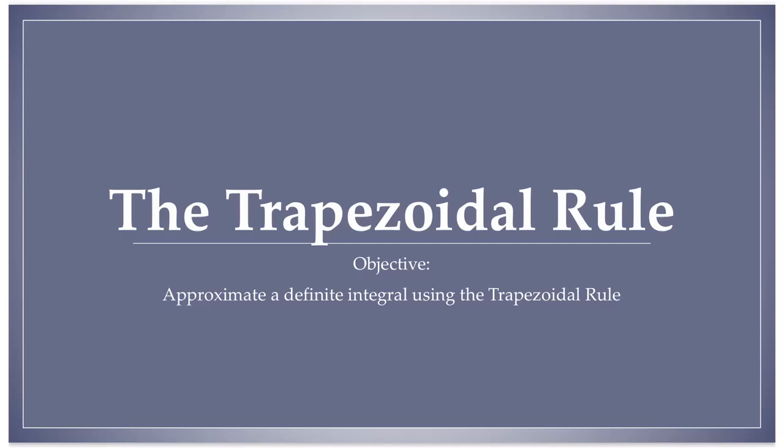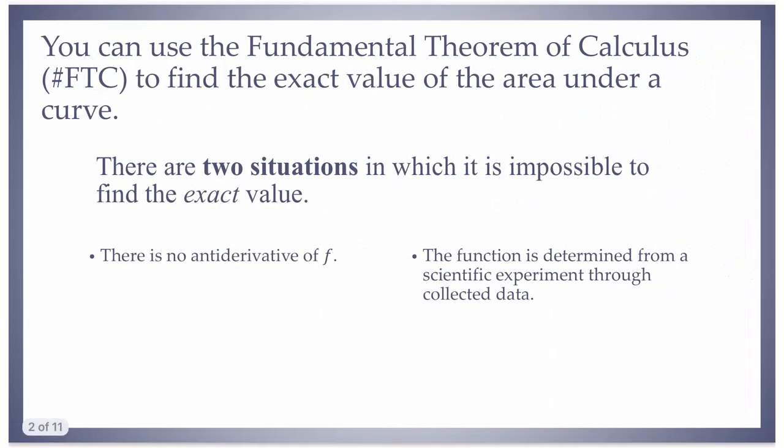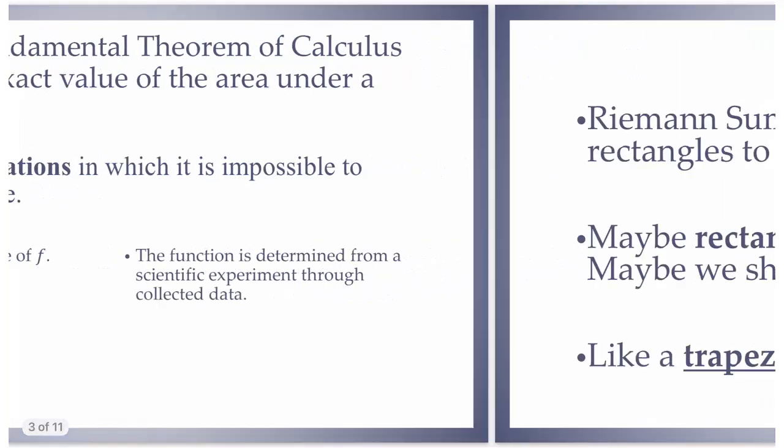Okay, the trapezoidal rule. So we're going to approximate a definite integral using the trapezoidal rule. You can use the fundamental theorem of calculus, FTC, to find the exact value of the area under a curve. But there are a couple of situations where it's impossible to find the exact value. One of them is if your function does not have an antiderivative, and the other is if your function is determined through experiment with collected data. In which case you need to find another way to approximate the area under the curve.